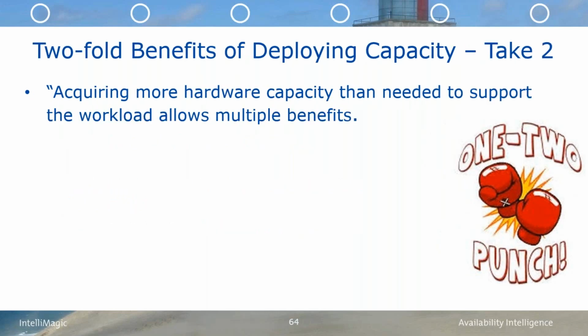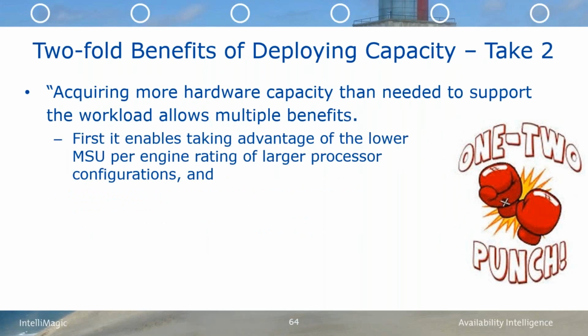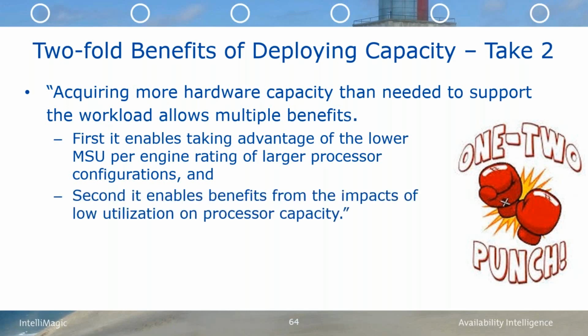Here's what another author wrote recently, and I quote, "Acquiring more hardware capacity than needed to support the workload allows multiple benefits. First, it enables taking advantage of the lower MSU per engine rating of larger processor configurations. And second, it enables benefits from the impacts of low utilization on processor capacity." So other than reversing the order of the bullets, that's almost a repeat from the previous slide.